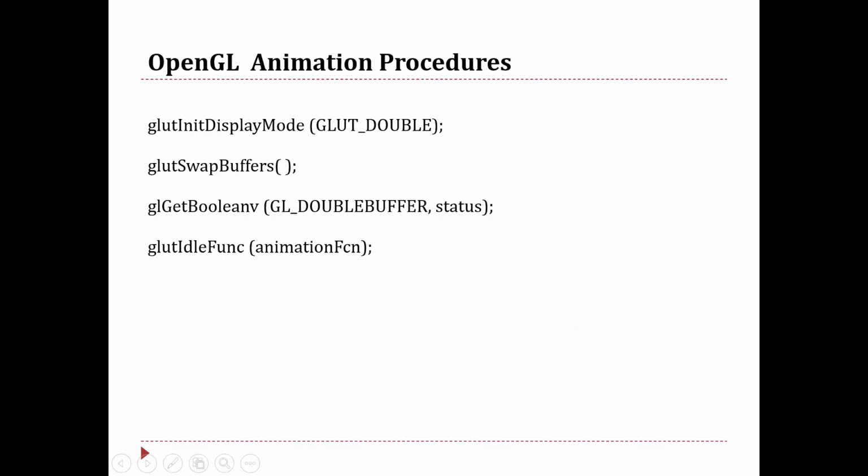Moving further, now let us look at the different OpenGL animation procedures, or what we call the OpenGL animation functions. Here I've made a list of the different functions. Let us visit each of them and see what exactly they do. The first one here is GLUT_DOUBLE. Double buffering operations, if available, are activated using the following GLUT command.